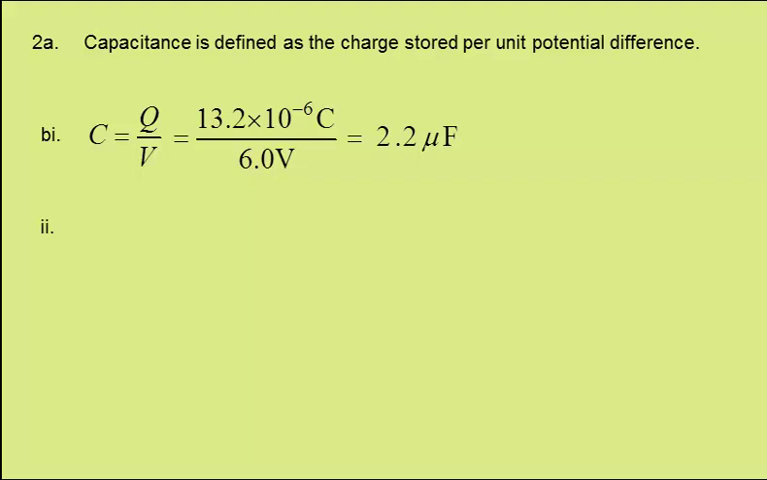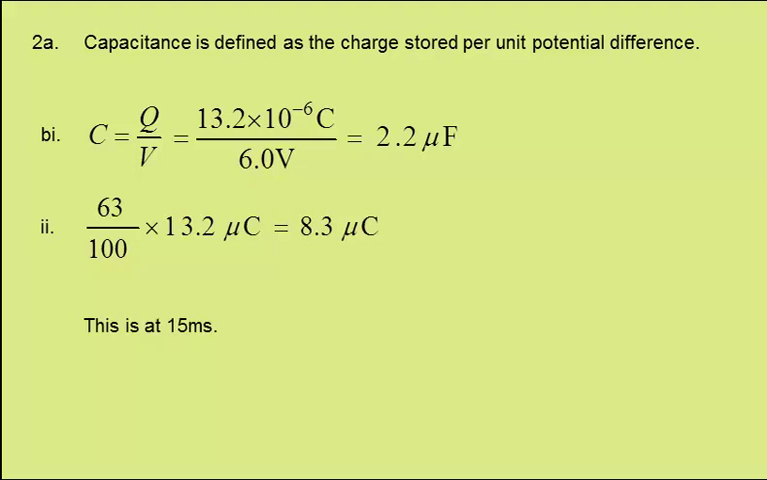In part 2, we're told the time constant is the time taken for the charge stored to increase from 0 to 63% of the final value. We need to use the graph to find the time constant in milliseconds. Well, 63% of 13.2 microcoulombs is 8.3 microcoulombs, and reading from the graph, this occurs at 15 milliseconds.